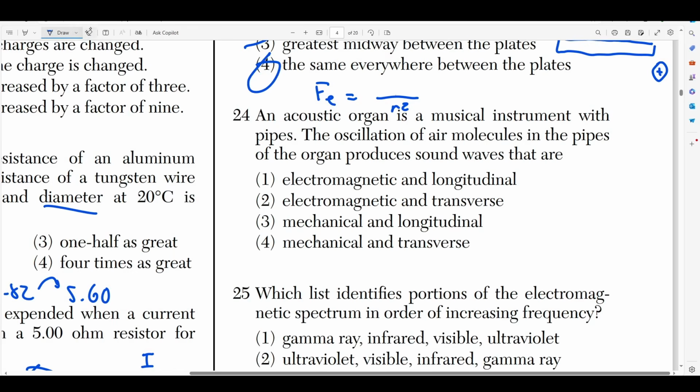Moving on to number 24, it says an acoustic organ is a musical instrument with pipes. The oscillation of air molecules in the pipes of an organ produces sound waves that are what? Well, sound waves are just air molecules vibrating back and forth, right? And so it has to be mechanical because air is moving. Mechanical movement. And they have to be longitudinal, which means that they travel like this. If they were transverse, they would travel like this. Light travels transversely, sound travels longitudinally, or parallel to the ground.